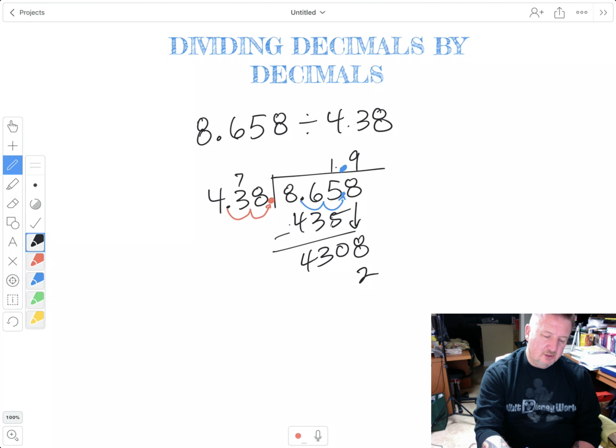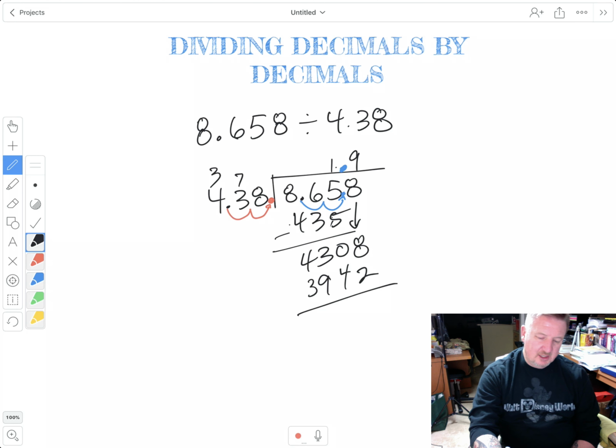9 times 3 is 27, plus 7 is 34. 9 times 4 is 36. That's 39. All right, so I subtract. 2 from 8 is 6. 4 from 0 you can't do. You got to borrow. That becomes a 10. That's a 6. 9 from 2 you can't do, so that's a 3. That's a 12. 9 from 12 is 3, so 365.